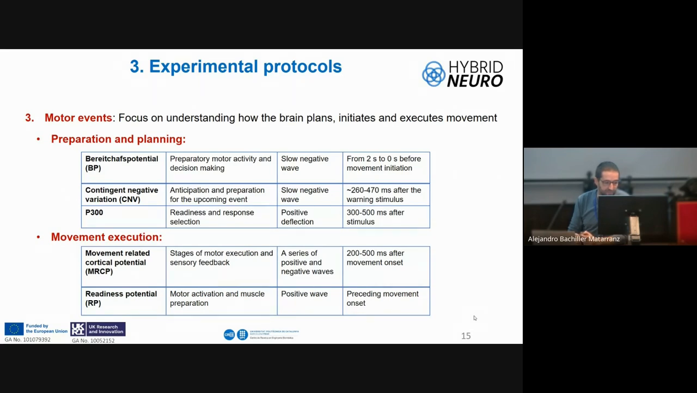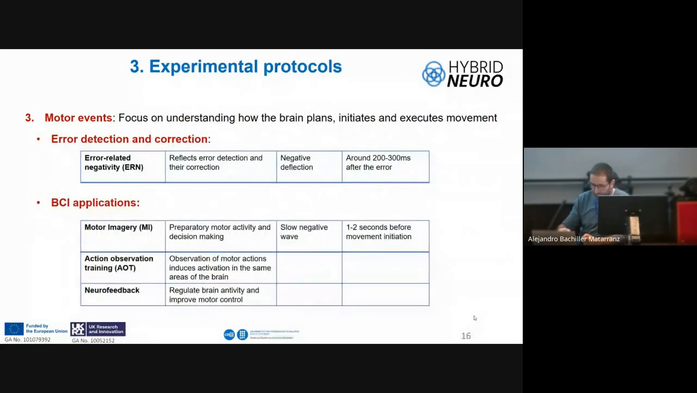Readiness potential. Okay. We can also measure some error detection and correction. In this case, the error related negativity is an interesting task. This is when you have an error and then you correct this error.